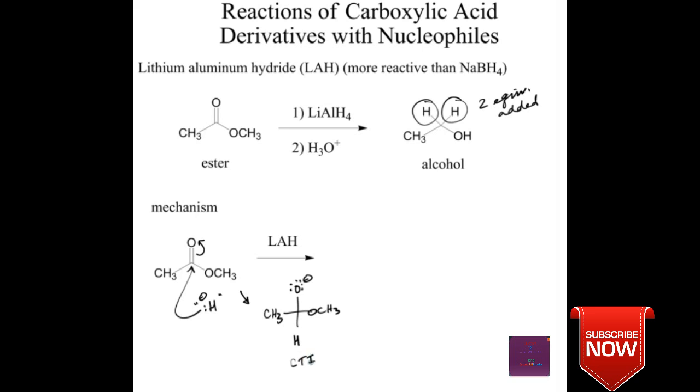We have our CTI here, and that CTI is going to collapse to kick off a leaving group. So we get a substitution: addition, elimination, an acyl substitution. However, our reaction's not done yet because we just made an aldehyde.